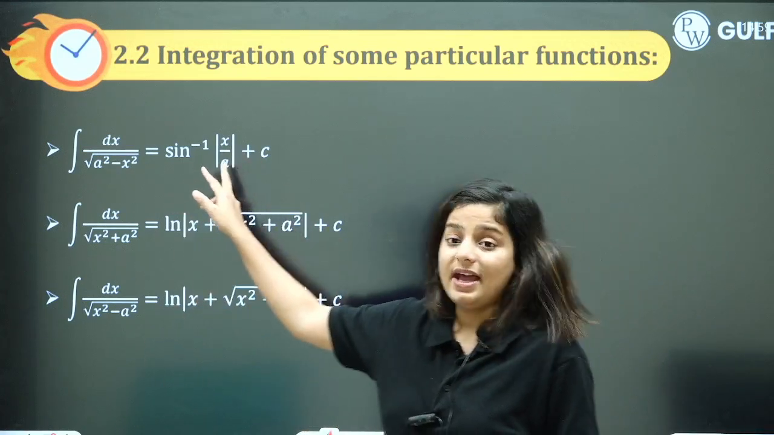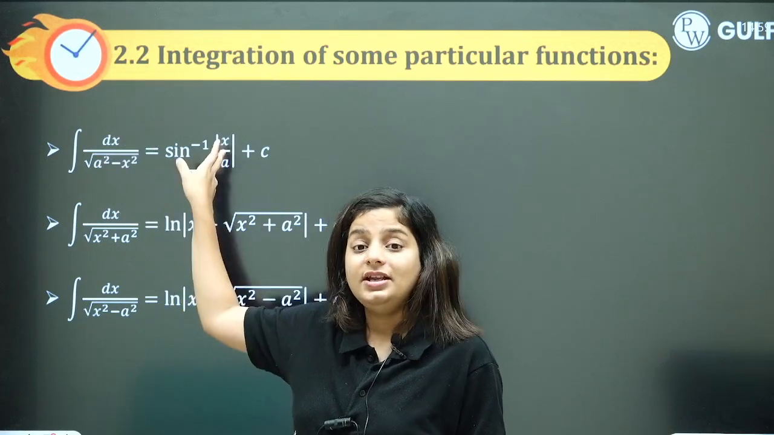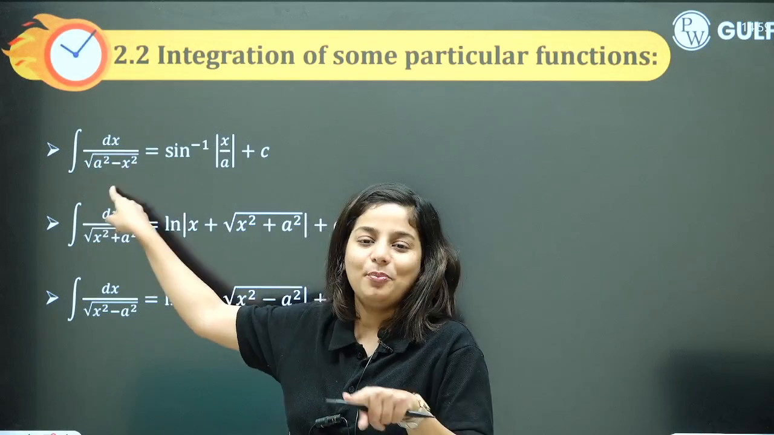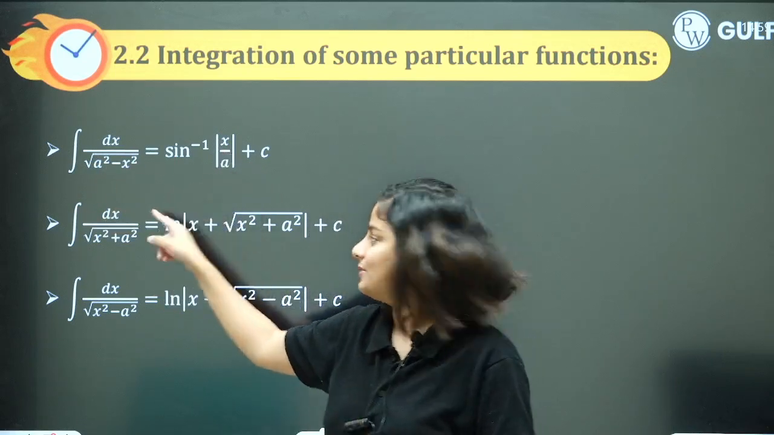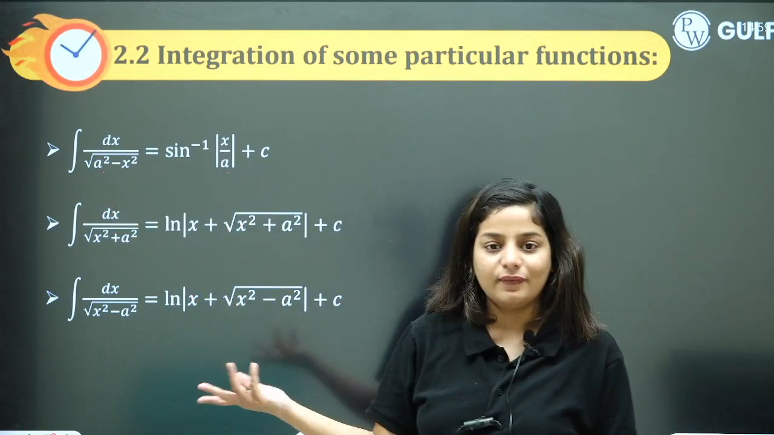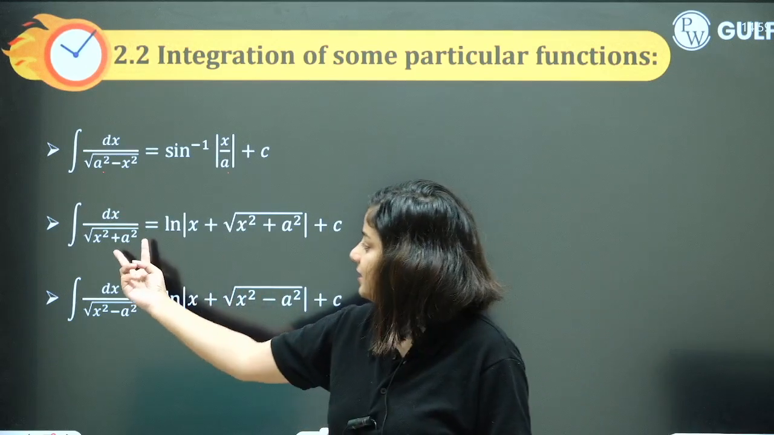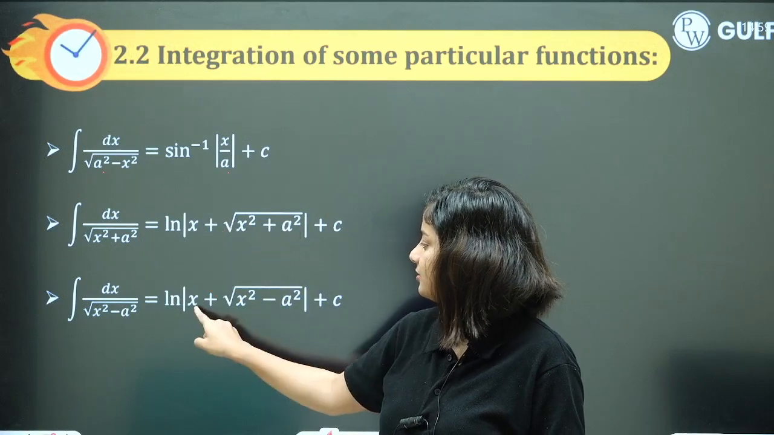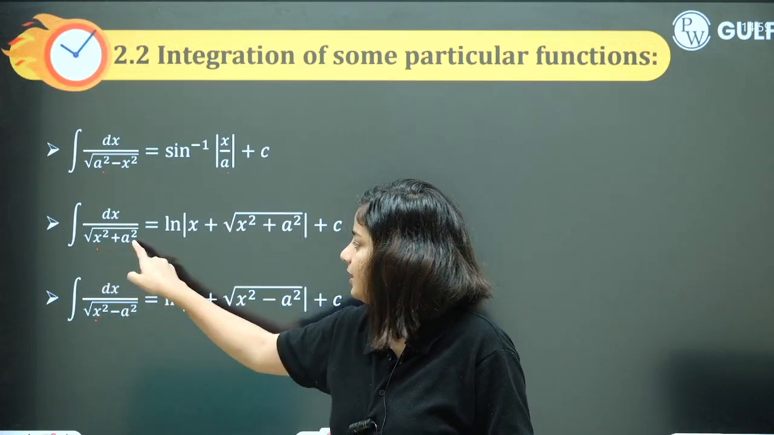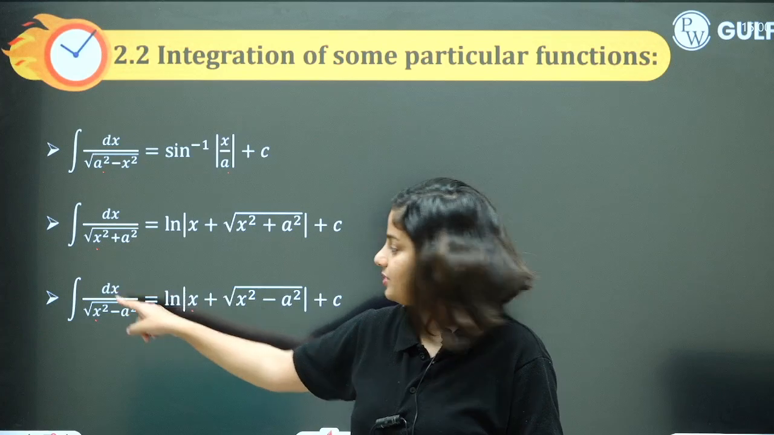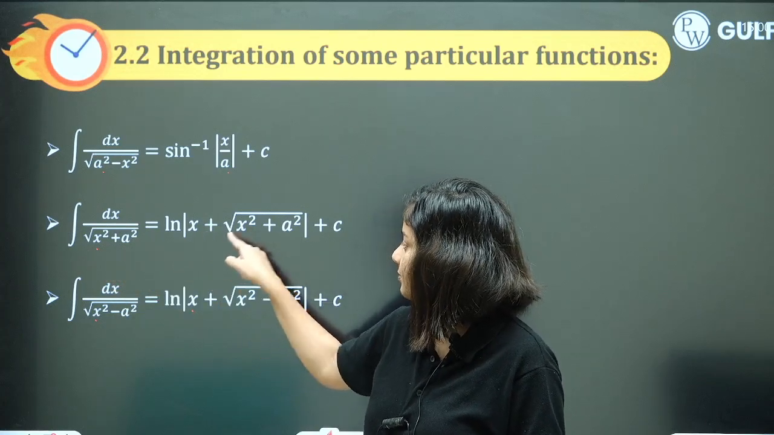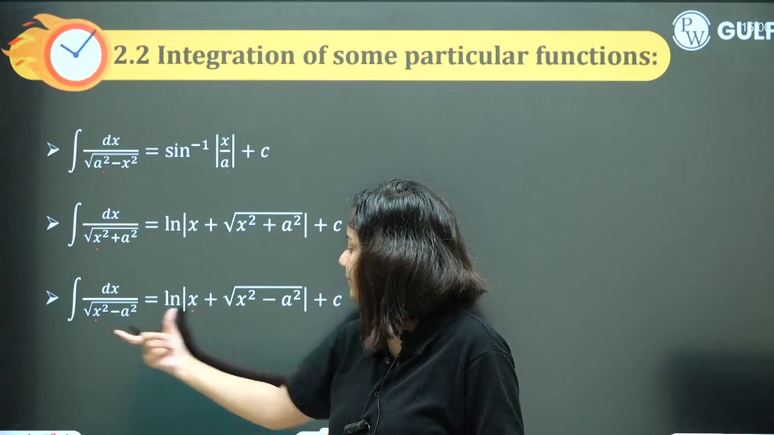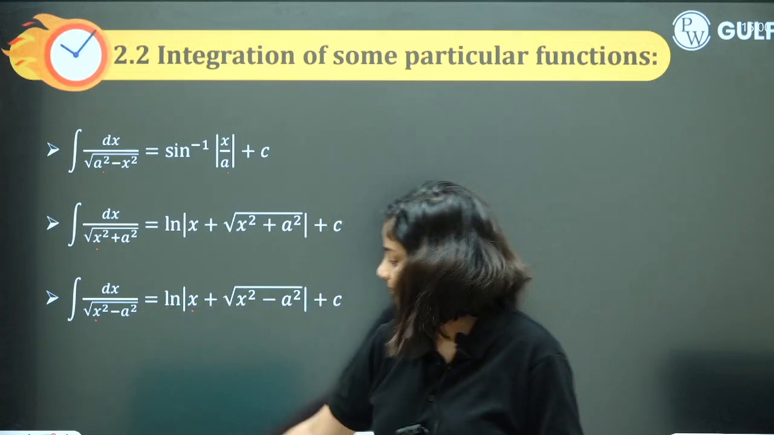What was the derivative of sine inverse x? 1 upon root 1 minus x square. So what will be the integral of 1 upon root 1 minus x square? Sine inverse. Instead of 1 there is a, so divide by a. In the other two, all you have to do is variable plus question. This x is the variable, a square is the constant, a is the constant, x is the variable. Log of variable plus question copied.